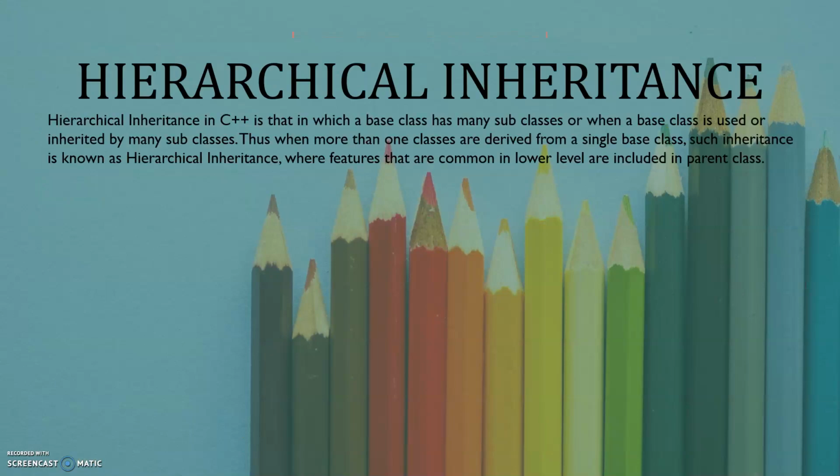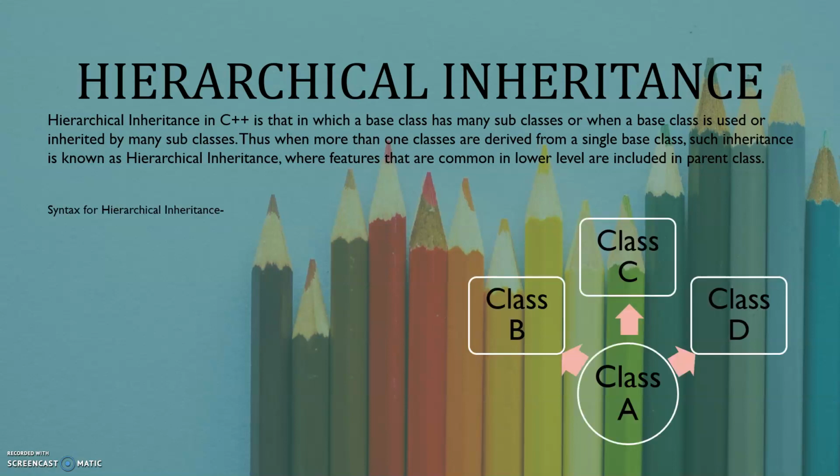Hierarchical inheritance. Hierarchical inheritance in C++ is that in which a base class has many subclasses, or when a base class is used or inherited by many subclasses. Thus, when more than one class is derived from a single base class, such inheritance is known as hierarchical inheritance, where features that are common in lower level are included in the parent class.